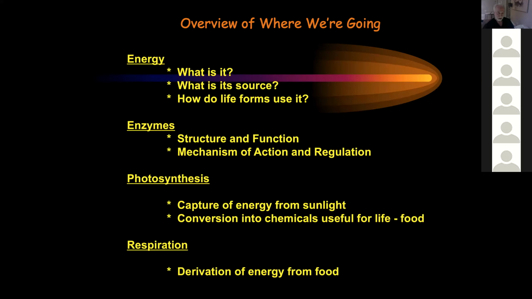The 4 topics: energy, enzymes, photosynthesis, and respiration. We've done the first 3. Talked about energy, what it is, how life forms use it. We've talked about enzymes, how they work. Photosynthesis is the capture of energy from sunlight. And today we're going to talk about respiration, derivation of energy from food. So once photosynthesis has provided food, how do we use it?